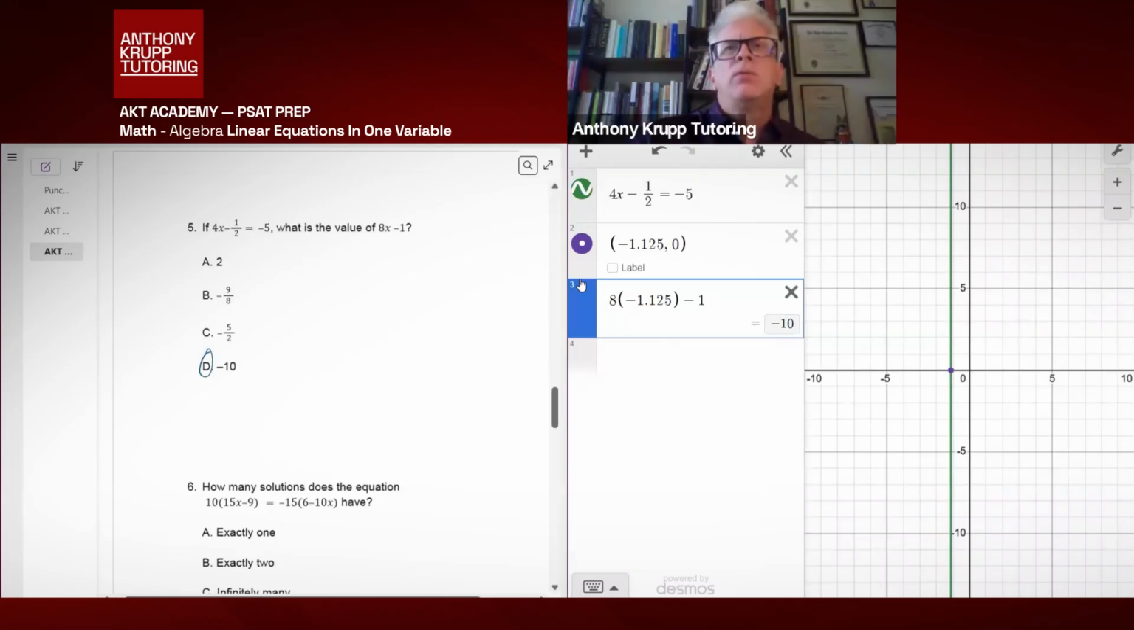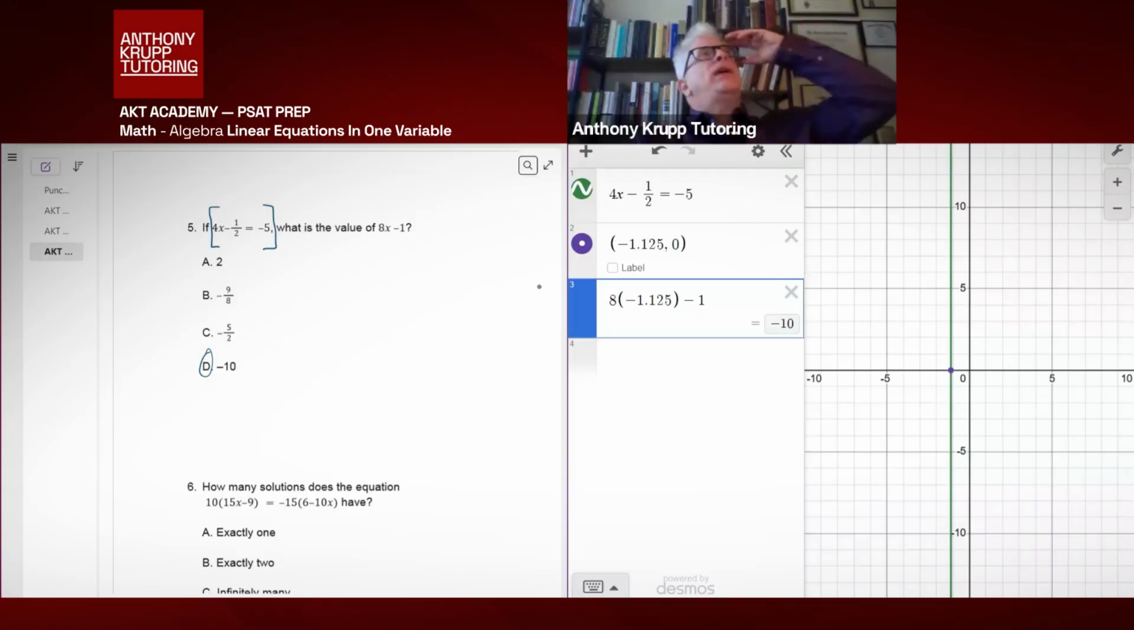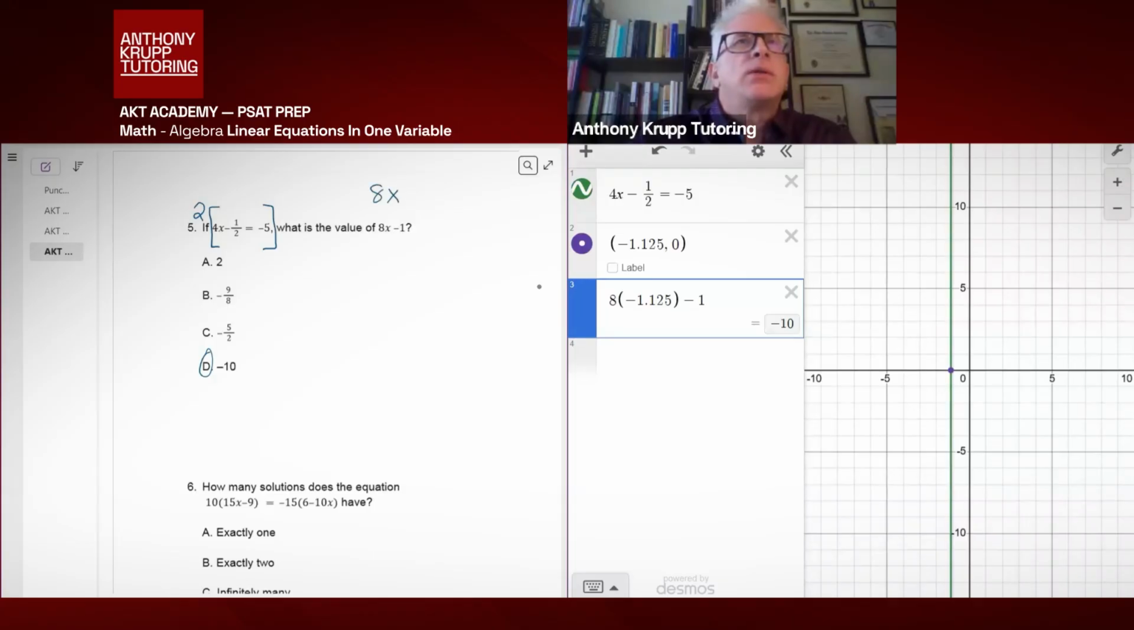Cool. Do y'all want to see the non-Desmos way to do this? Again, if you see it, this might be faster. Here's the initial equation, and if you RTFQ and you realize that if they ask you something like what is x, probably just Desmos. If they ask you something weird like this, it can be helpful to realize that if you take this entire equation and multiply it by 2, 2 times 4x gives you 8x. 1/2 times 2 gives you 1. And they want to know what 8x minus 1 is.